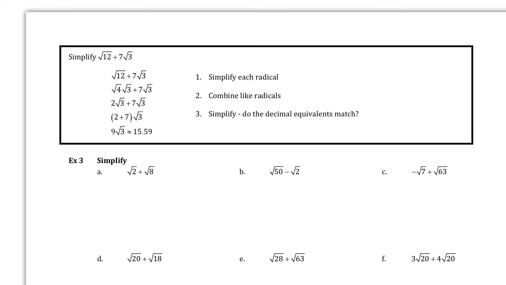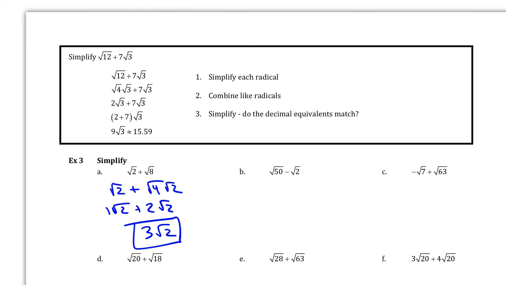So in example 3, problem A, we've got root 2 plus root 8. So I'm going to realize the root 2 is as simplified as it gets, but root 8 is root 4 root 2. So that is root 2 plus 2 root 2, which gives you a total of 3 root 2's. Remember, this is like a 1. So that's 3 root 2. Done with that one.